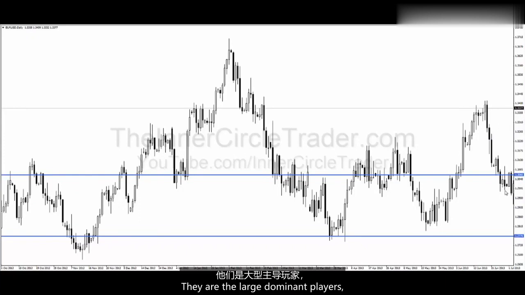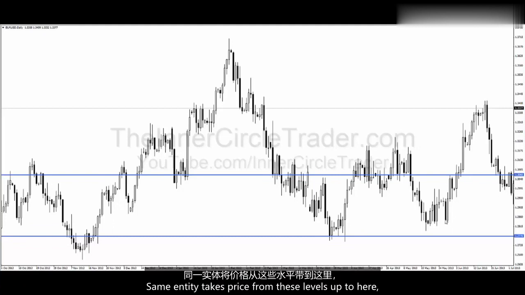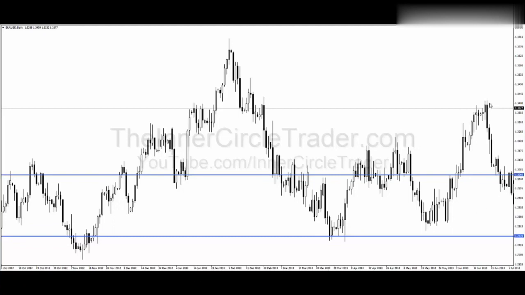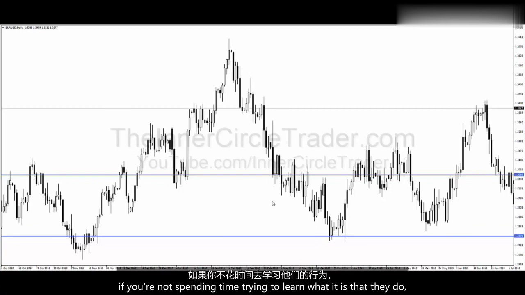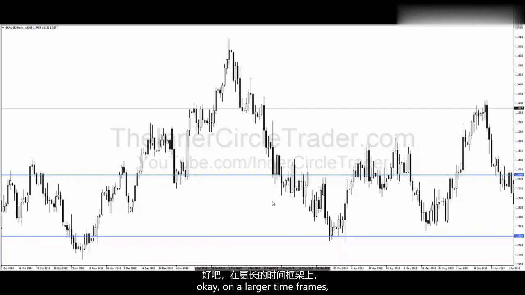They are the large dominant players, or what is commonly referred to as the smart money. Same entity takes price from these levels up to here, and vice versa from this high down to this low, and this low to these highs, this high down to these lows. So the question begs this: if you're not spending time trying to learn what it is that they do on a larger time frame, aren't you really shooting in the dark? I mean, you're really not giving yourself any real measurable chance.